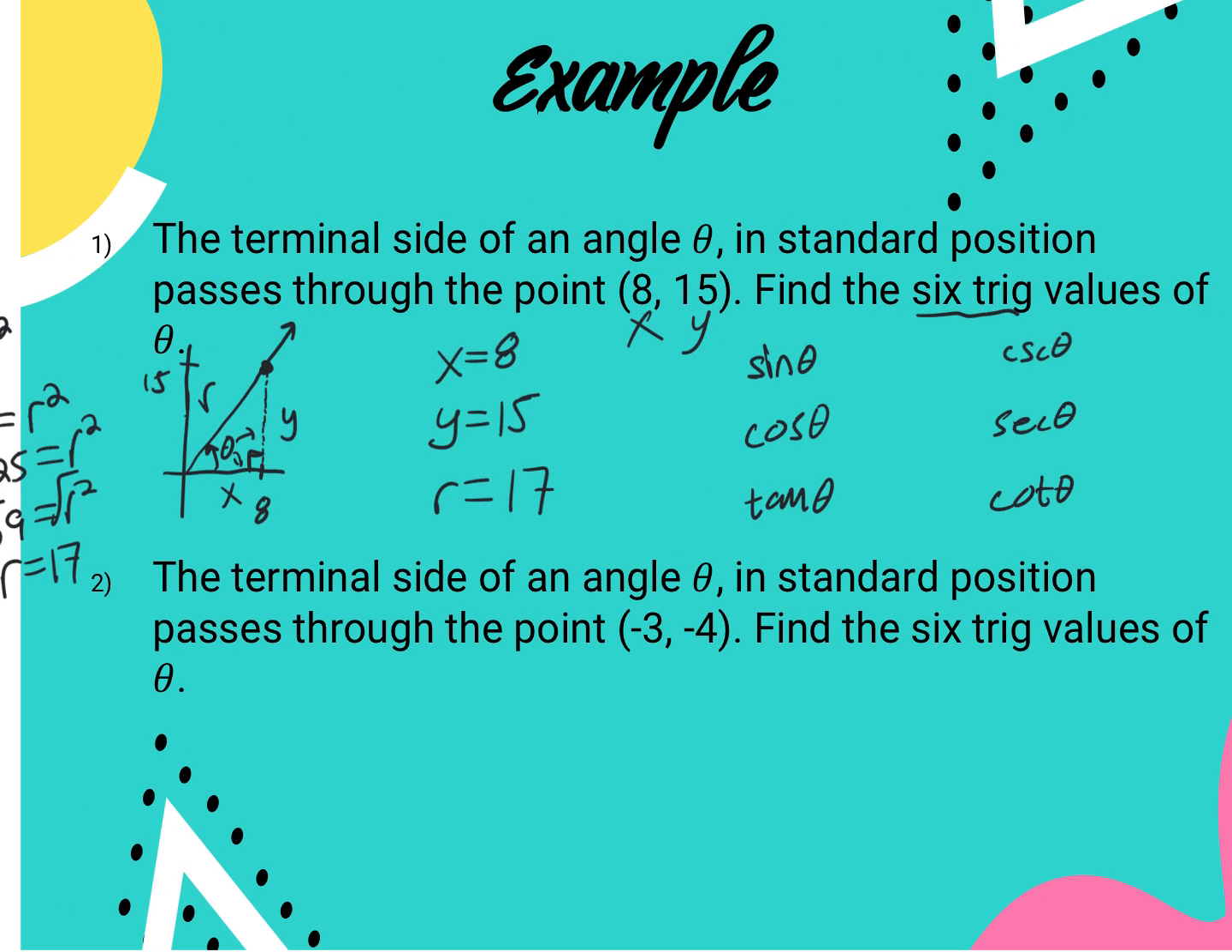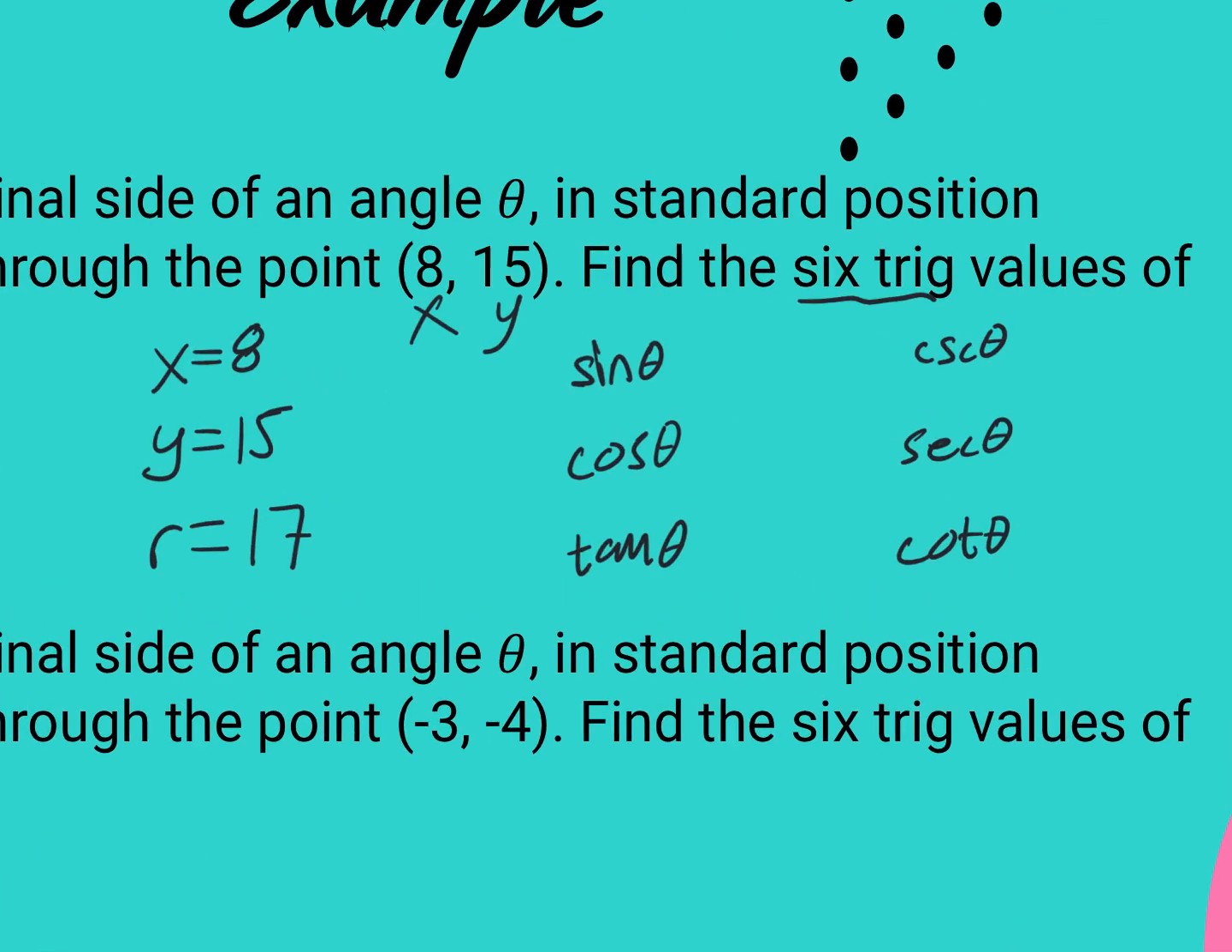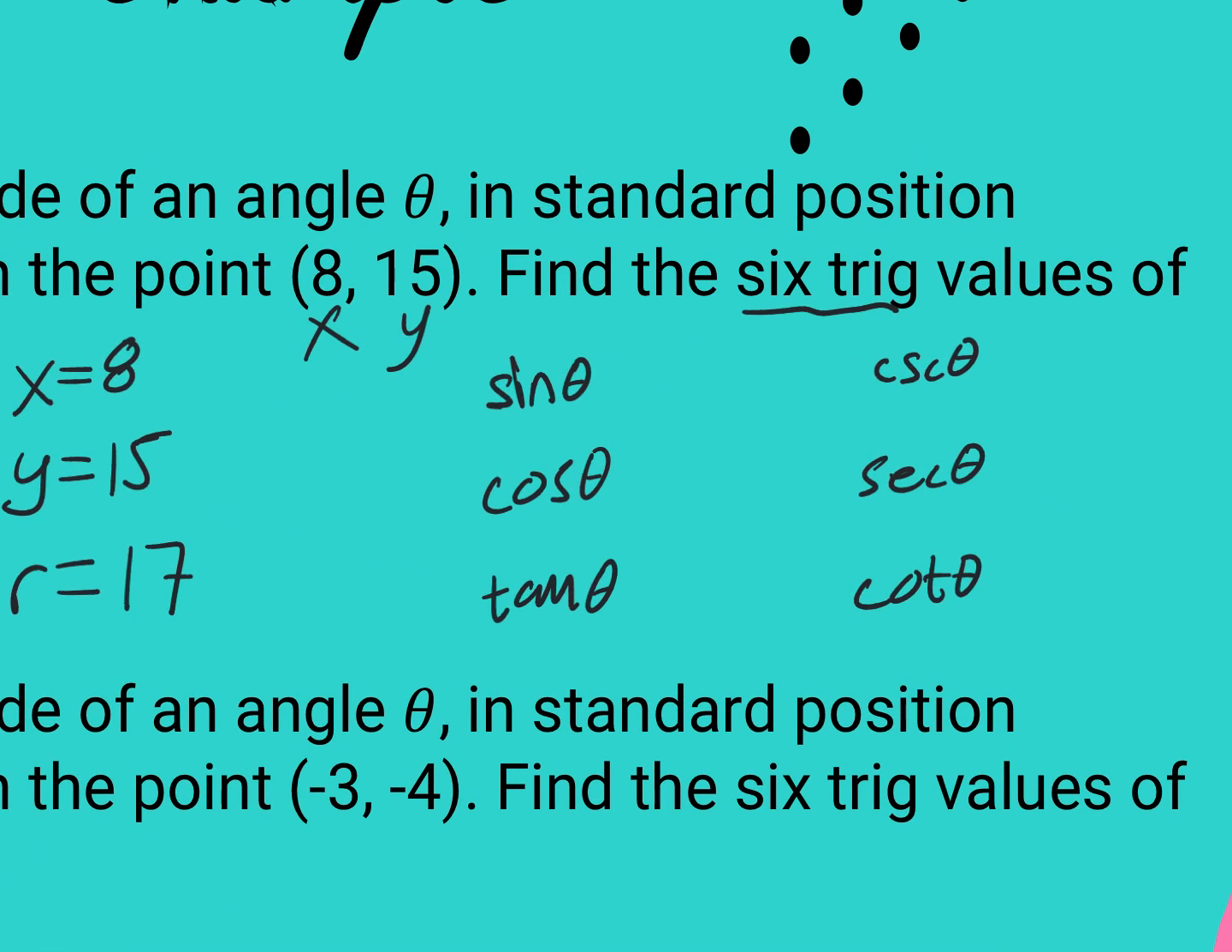Now that we have x, y, and r, let's find the 6 trig values, right? So sine, keep in mind that this is y over r. Y in this case is 15 and r is 17. So that means sine is 15 over 17. Cosine is x over r. X is 8, r is 17, so we get 8 over 17. And then tangent is y over x. So we're going to get 15 over 8.